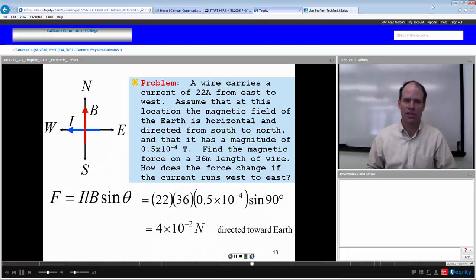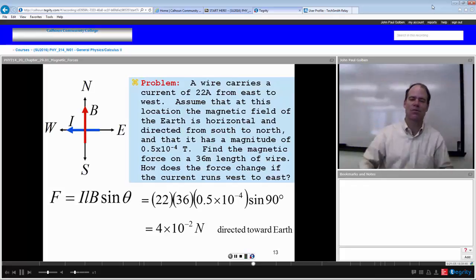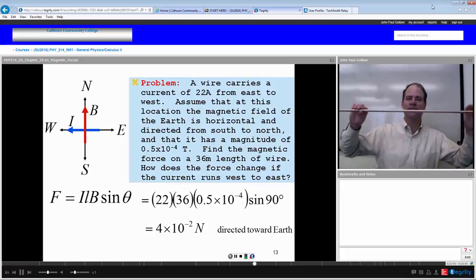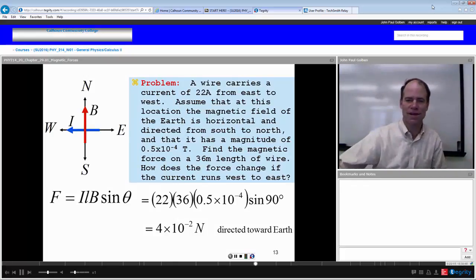How would this change if it were carrying a current from west to east? Well, it would be pushed upward. So if the wire were light enough in terms of weight per length, it's possible that it could levitate due to this magnetic force, or actually even start moving upward due to this magnetic force.